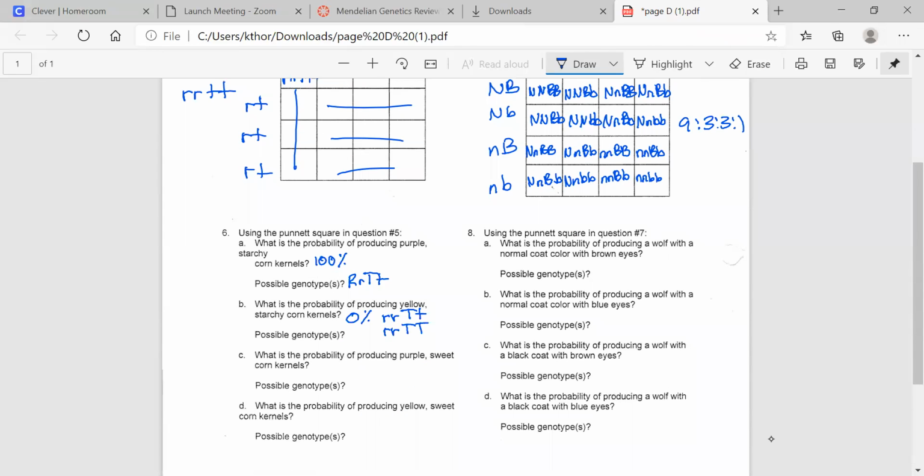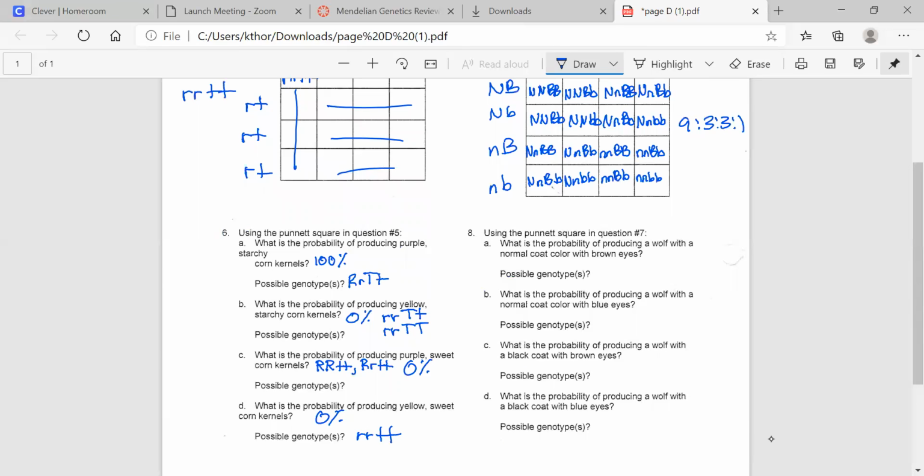What is the probability of producing purple sweet kernels? That would have to be homozygous dominant, homozygous recessive, or heterozygous homozygous recessive, but that is 0%. And what is the probability of producing yellow sweet? 0%. That would have to be homozygous recessive, homozygous recessive.